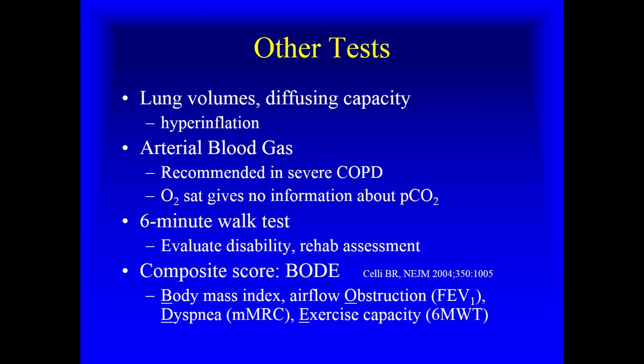Composite scores, such as the BODE index, have been proposed to give a multidimensional assessment of these different COPD aspects. The BODE score consists of the body mass index, the airflow obstruction measured by FEV1, the dyspnea score by the MMRC scale, and a 6-minute walk test to assess exercise capacity. And these are put together into a score which is a predictor of prognosis.